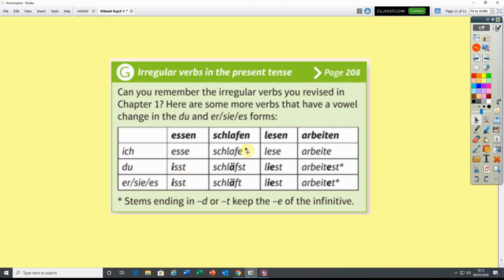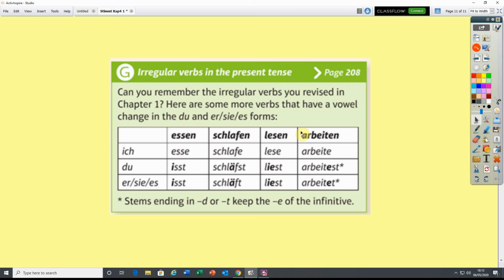There's schlafen, we've just looked at. Lesen, another one you know. Ich lese, I read. But in the du form, it adds an I, du liest. Again, don't need to add an additional S, we've already got an S in the stem. And er sie es liest.